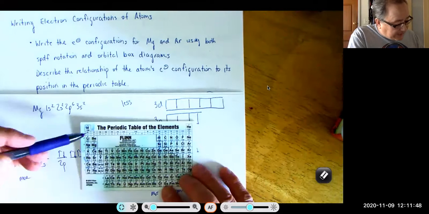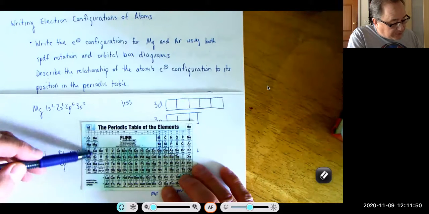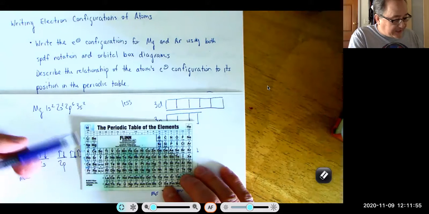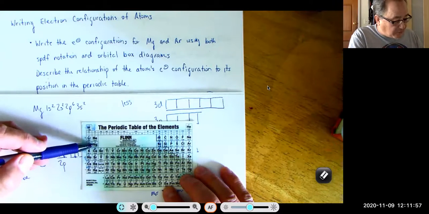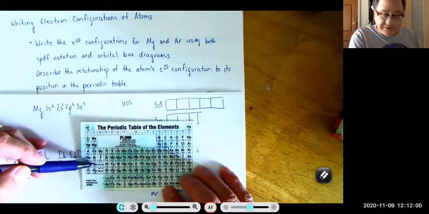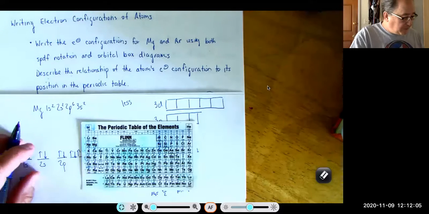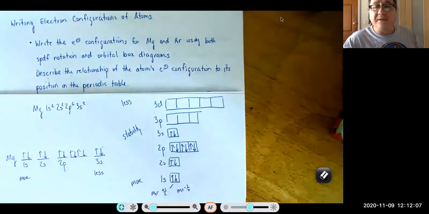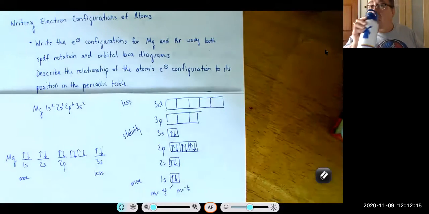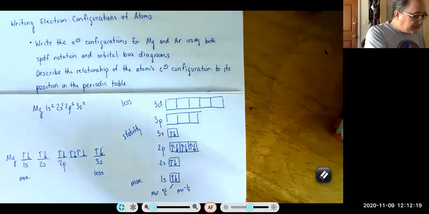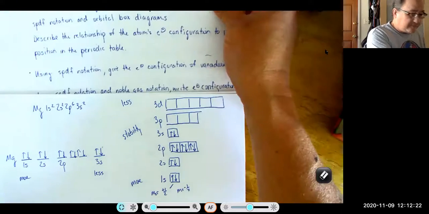So any element that ends here in this particular group is going to end in s2. So this ends in 2s2, 3s2, 4s2, 5s2, 6s2, 7s2. So they're all going to end in an s2. All right. If you're okay with that, let me know. A lot of this should seem like review because you've done it before in high school. Okay. Let's take a look at the next one here.